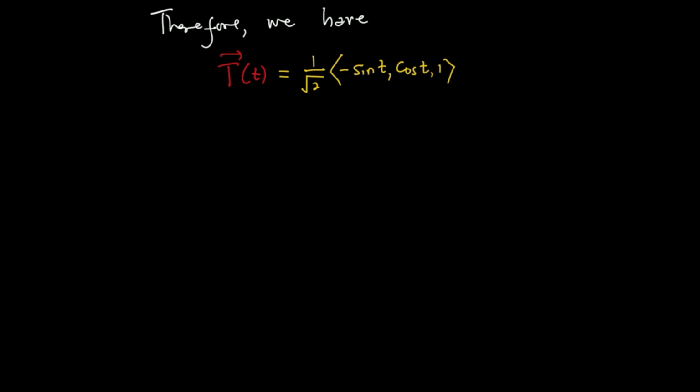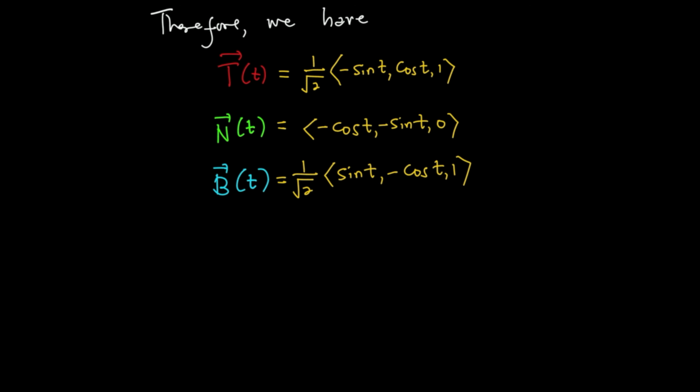Therefore, we have the following summary of our results. For the unit tangent vector, we have this one. For the unit normal vector, we have this one. And we have this for the unit binormal vector. Since the original problem asked us to find this moving trihedral at a specific point, which is t equals pi, it remains to substitute this t in each of these vectors.